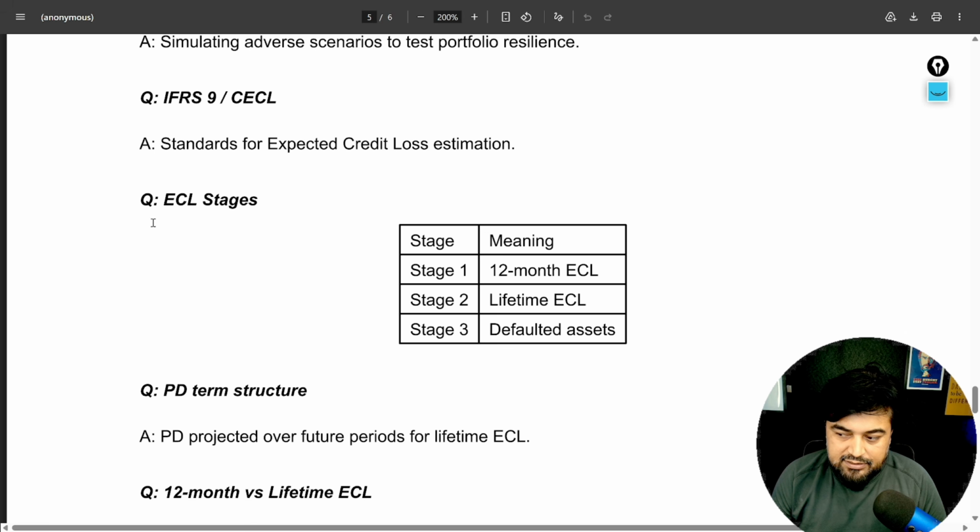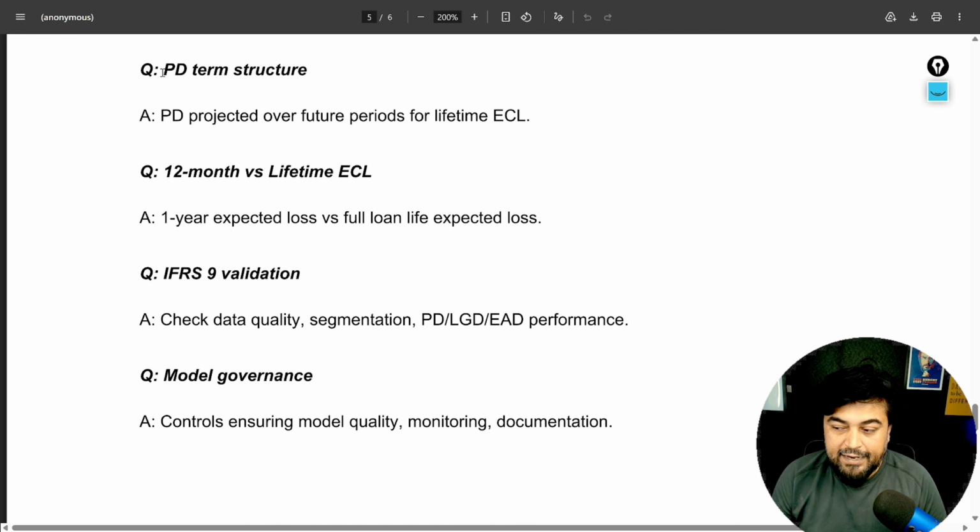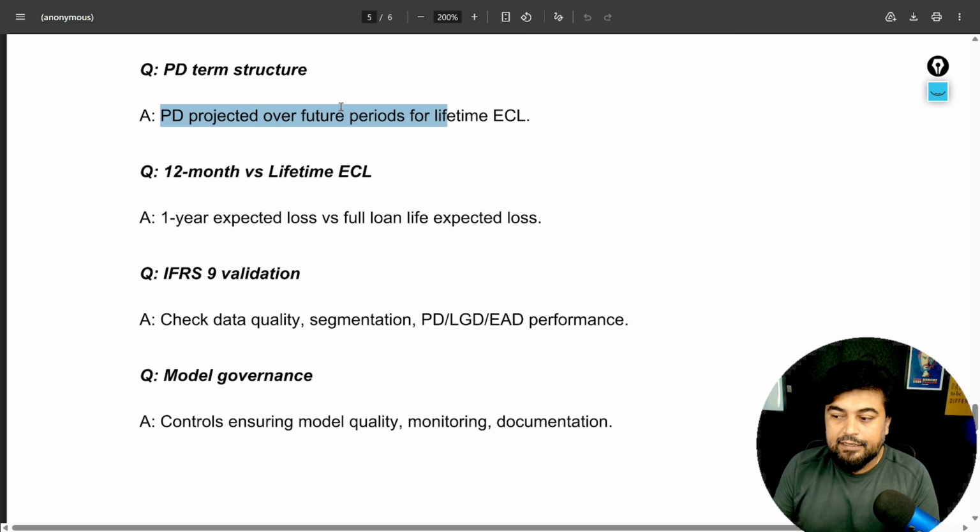There are three expected credit loss stages. Stage 1 is 12-month ECL, then lifetime, then default assets. That's as per IFRS 9. I hope you wrote down PD term structure. It is the PD projected over the future period for lifetime ECL. The PD projected for lifetime expected credit loss is known as the PD term structure.